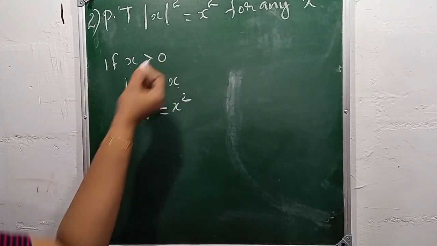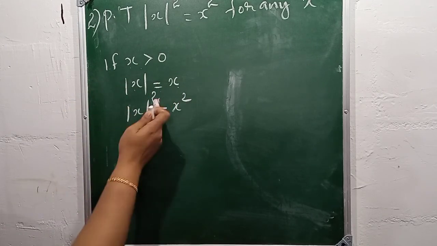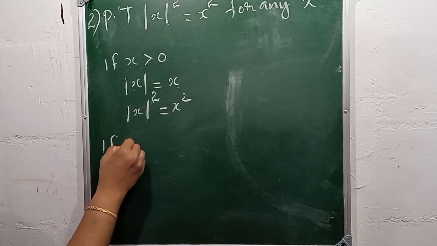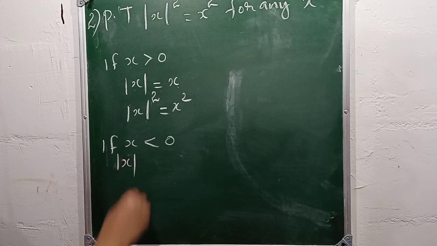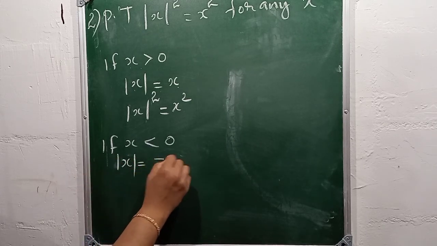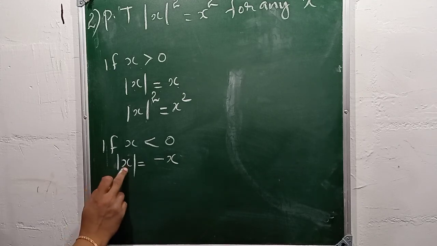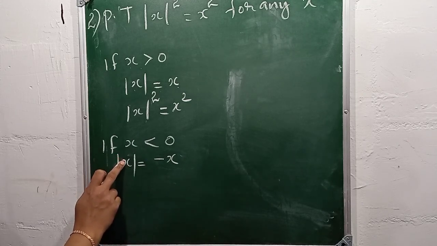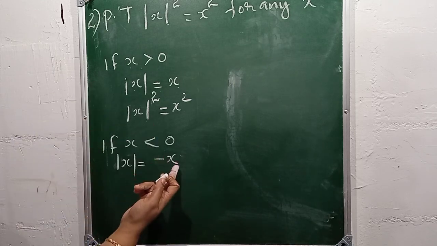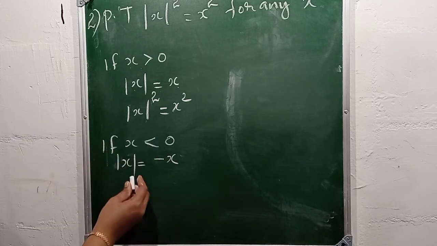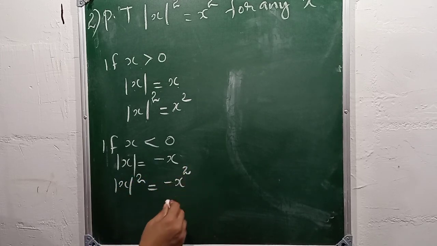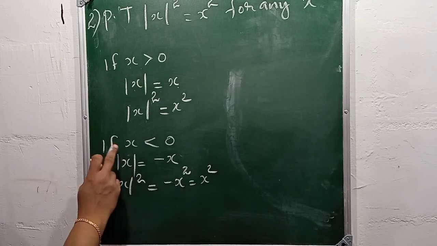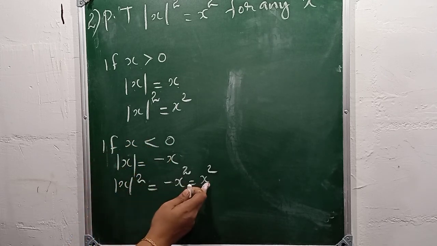If x is greater than 0, mod x is equal to x and mod x square is equal to x square. Then if x is less than 0, what is modulus of x? Modulus of x is equal to minus x, since the modulus of a negative number is the negative of that negative number. Then what is mod x whole square? That is equal to minus x whole square. Negative square is equal to x square itself. So if x is less than 0, then also mod x whole square is equal to x square.